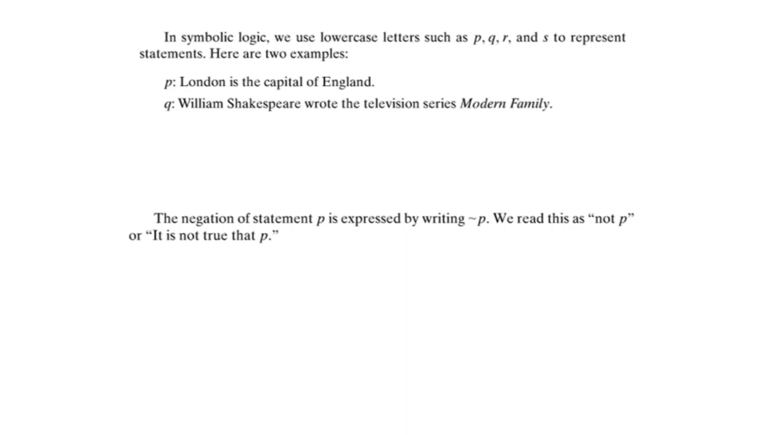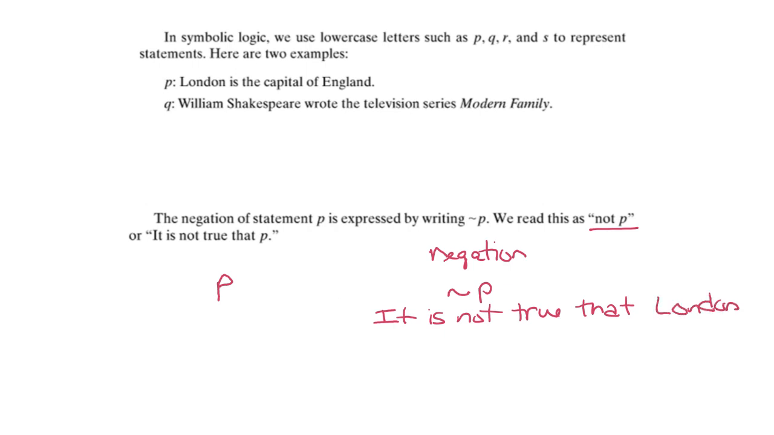The next paragraph reads, the negation of a statement P is expressed by writing not P. So if I have P is, London is the capital of England, the negation is not P, and it has a tilde in front of that lowercase p, also read as not P. And the way you would say the statement now is, it is not true that London is the capital of England. And I'll write that out for us. It is not true that London is the capital of England. So this is the negation of the original statement. Remember, the original statement is P, the negation is not P. And you can see how we inserted that word not.